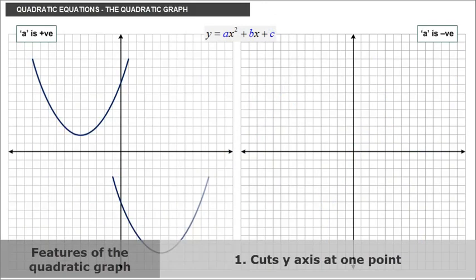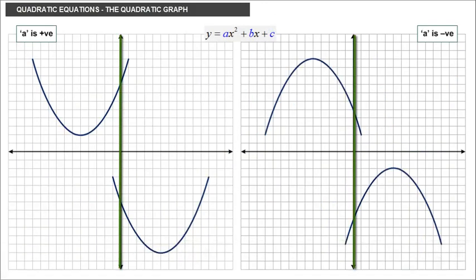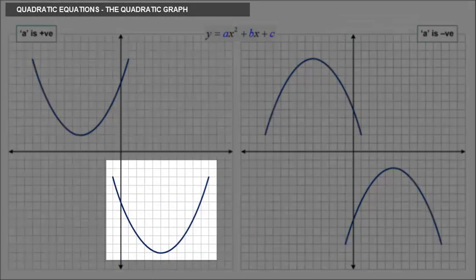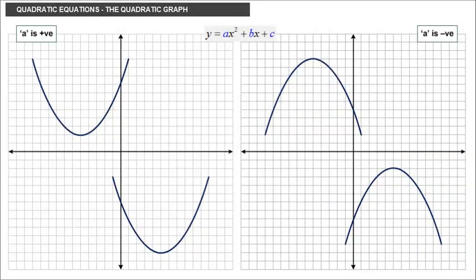Next, the features of the quadratic graph. Point number 1. The graphs never end, and therefore will definitely cut the y-axis regardless of which side of the y-axis they seem to be. Both these legs of the graphs are never ending, in that they will continue to increase in the case of the U-shaped or continue to decrease in the case of the N-shaped and eventually cut the y-axis at 1 point. How about the x-axis? Will they cut the x-axis?